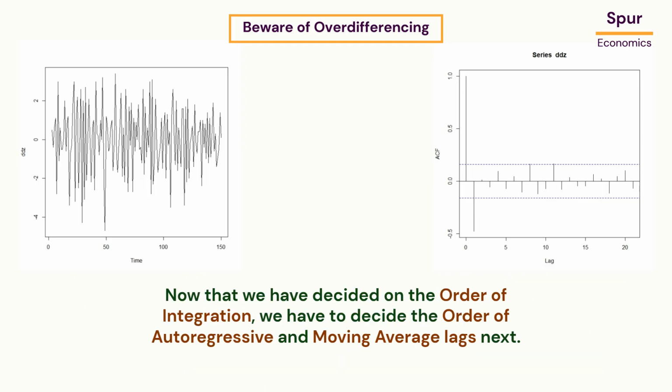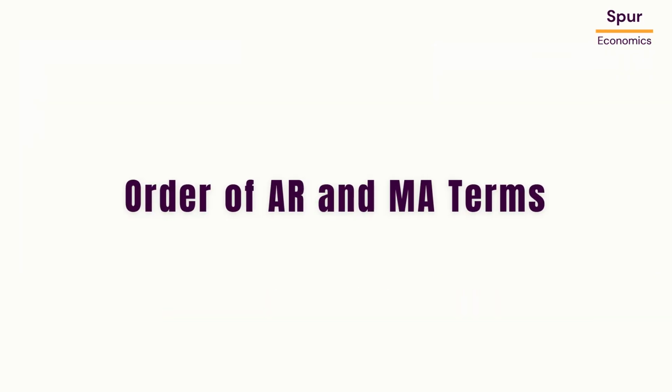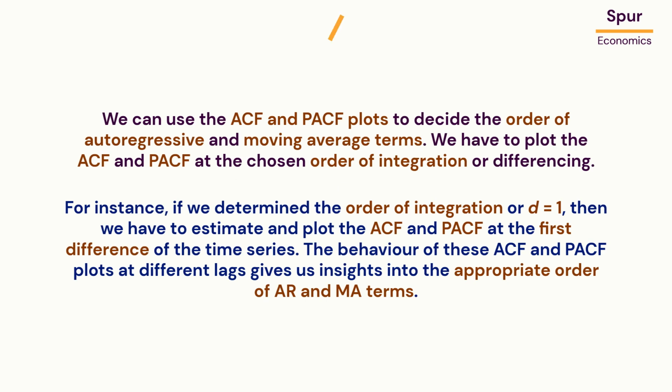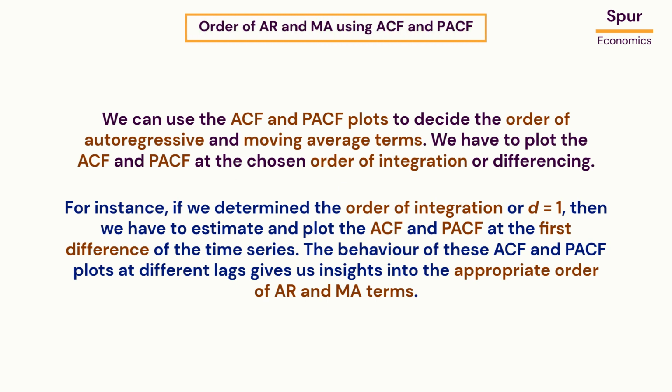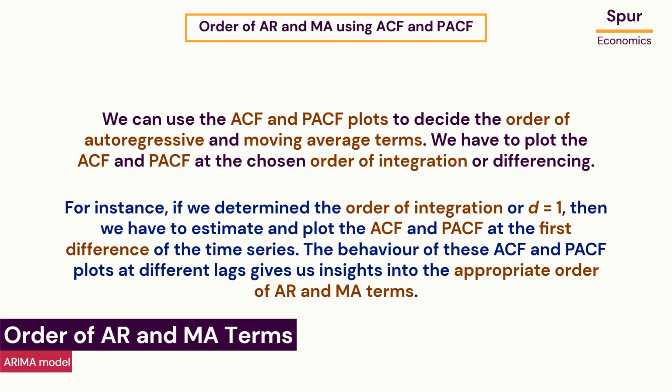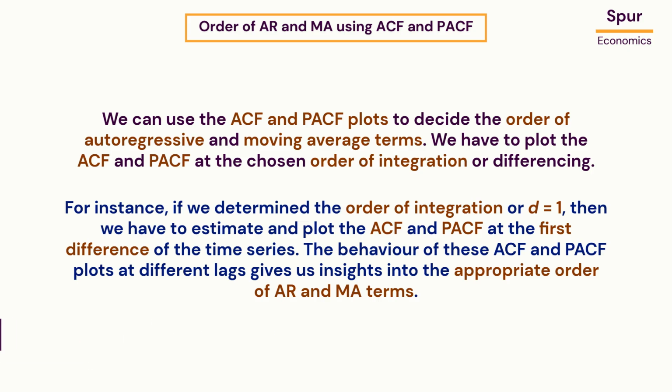Now that we have decided on the order of integration, we have to decide the order of autoregressive and moving average lags next. We can use the ACF and PACF plots to decide the order of autoregressive and moving average terms. We have to plot the ACF and PACF at the chosen order of integration or differencing. For instance, if we determine the order of integration or D to be 1, then we have to estimate and plot the ACF and PACF at the first difference of the time series.